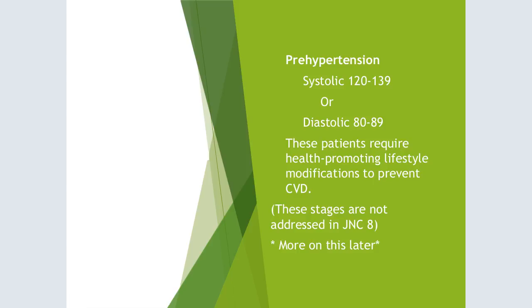Okay. Now, pre-hypertension. This is JNC7, and just go with it. Don't get hung up on it. Just know that pre-hypertension was a systolic blood pressure of 120 to 139, or diastolic of 80 to 89. These patients require health-promoting lifestyle modifications to prevent heart disease. Pre-hypertension was not addressed in JNC8, only in JNC7.